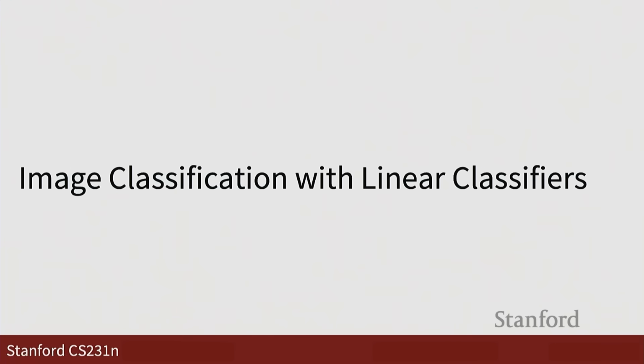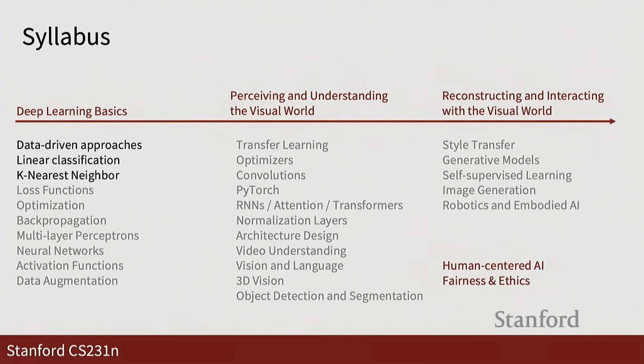Moving to the next slide. This was the syllabus that we talked about in the previous lecture, where we covered three major categories of topics: deep learning basics, perceiving and understanding the visual world, and reconstructing and interacting with the visual world, and some subtopics that we will be covering in the class. And at the end, we will have some discussions around the human-centered AI aspects.